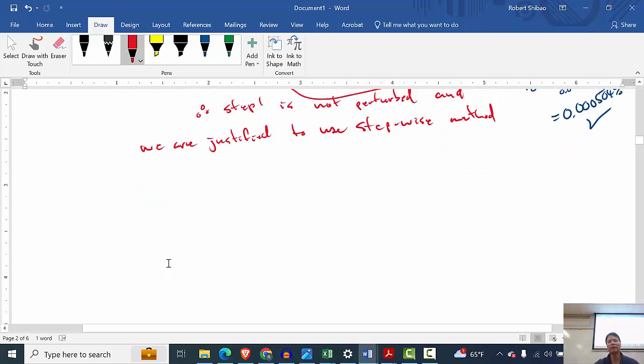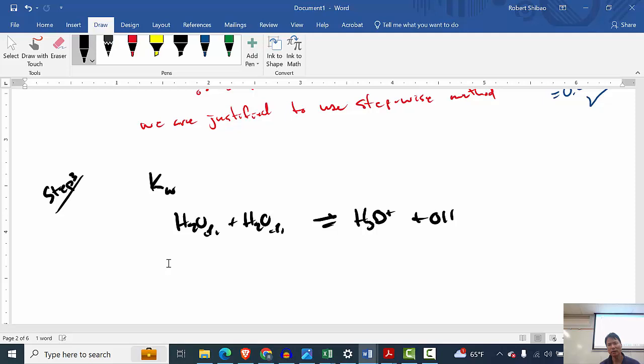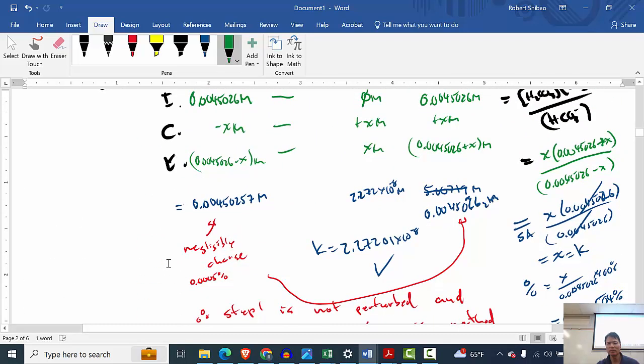All right, we only have 1 K left, and that K will be Kw, so that's our step 3. How much additional hydroxide are we going to get from Kw? And so we're going to go with H2O liquid plus H2O liquid. This is going to produce hydronium and hydroxide. Initially, we're going to assume that nothing's happened yet. And we haven't generated any hydronium, so there would be 0 molar hydronium. However, the hydroxide is not going to be 0 molar. The hydroxide is going to be from the previous step. It's going to be 0.0045026.2.